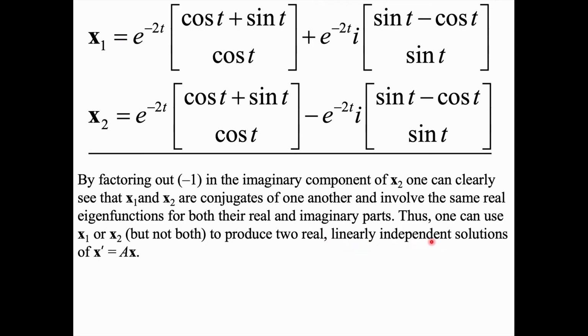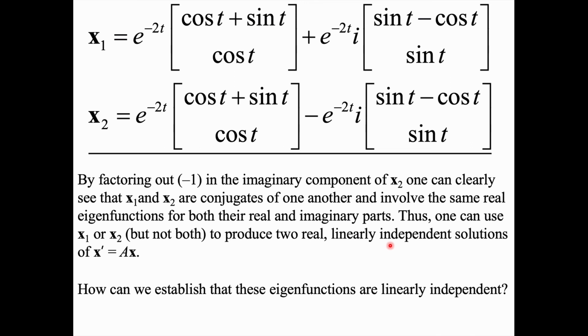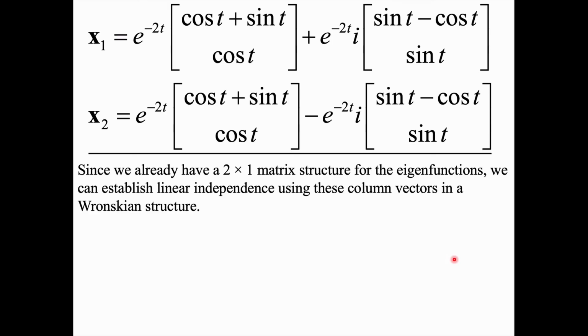A lot of times textbooks will say, well, it can be shown. Well, how do you show it? How can we establish that these eigenfunctions, e to the -2t times this column vector and e to the -2t times this column vector, are linearly independent? Well, this takes us back to another concept you learned in linear algebra called the Wronskian.